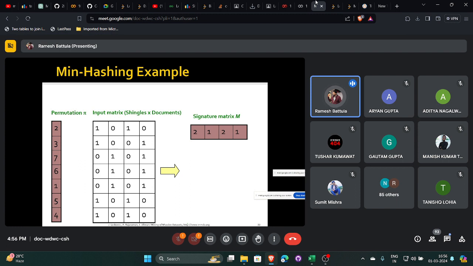So now what we are doing here, this is one random permutation. The corresponding random permutation becomes like this. The signature of the matrix we are computing: 2, 1, 2, 1.